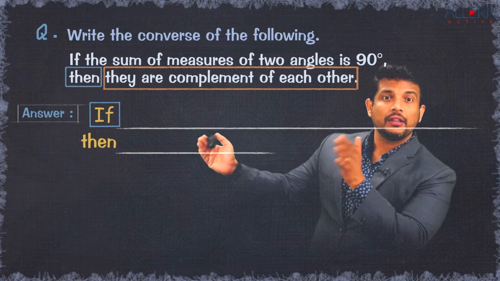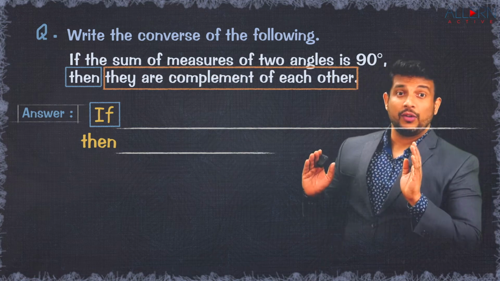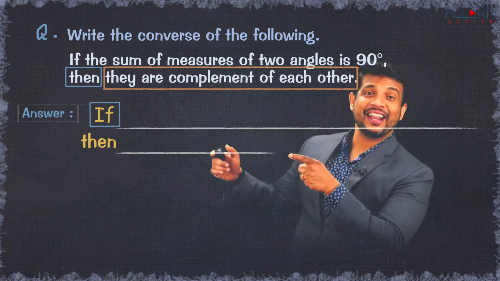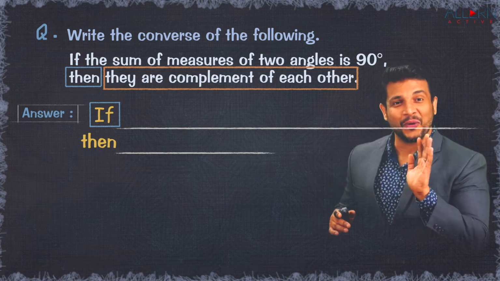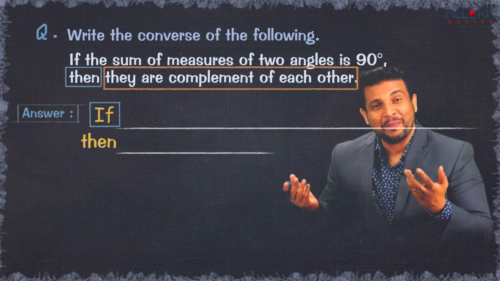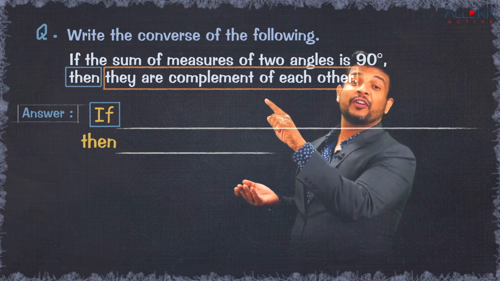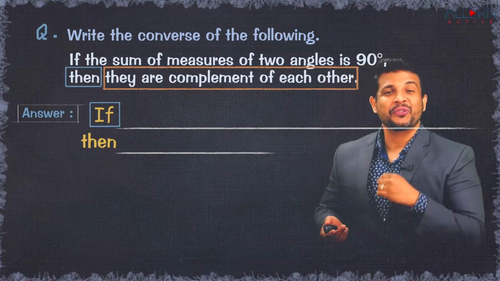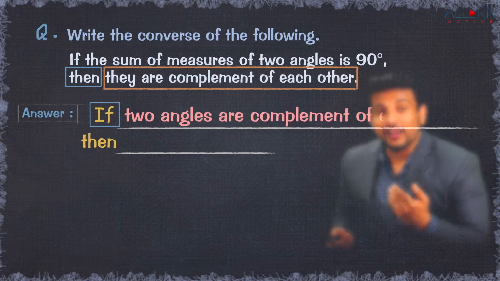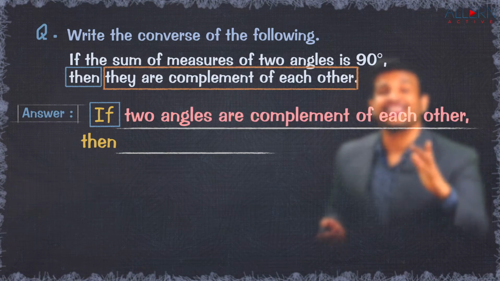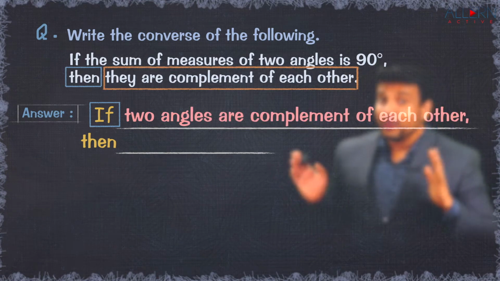Now just don't write here, if they are complement of each other. You will say, no, you told us to write the consequent there as the antecedent. No, but be careful. Use some presence of mind. When we say they, what is that? They refers to the two angles there. So how do we write? If two angles are complement of each other. So be careful. We wrote that.